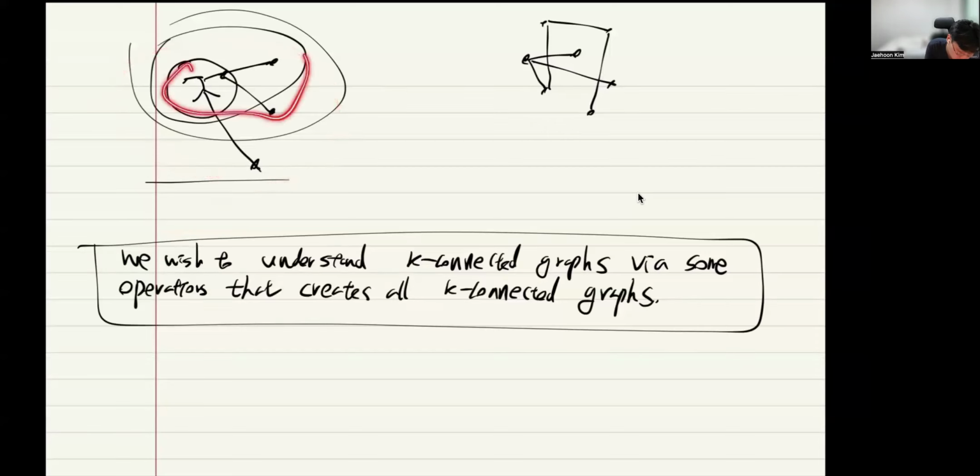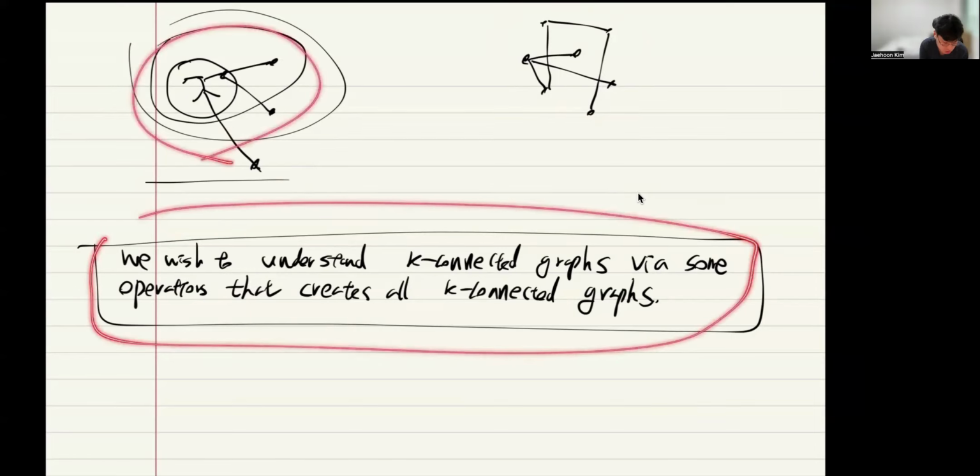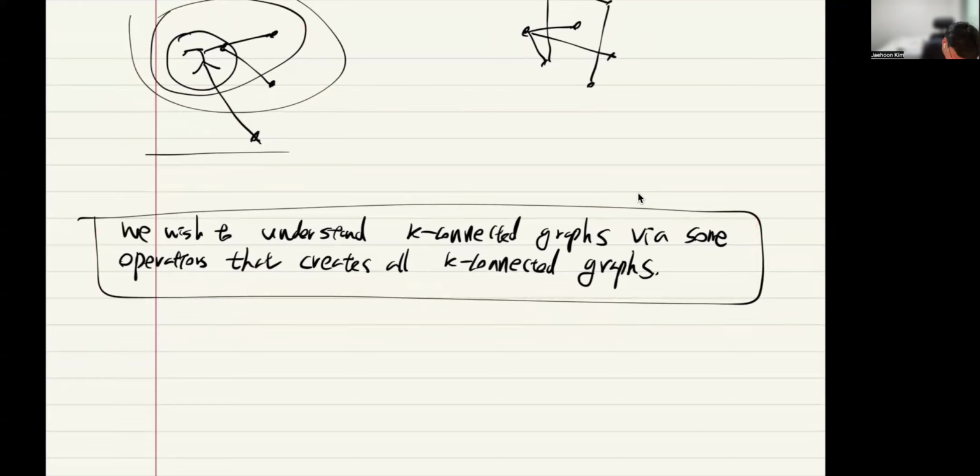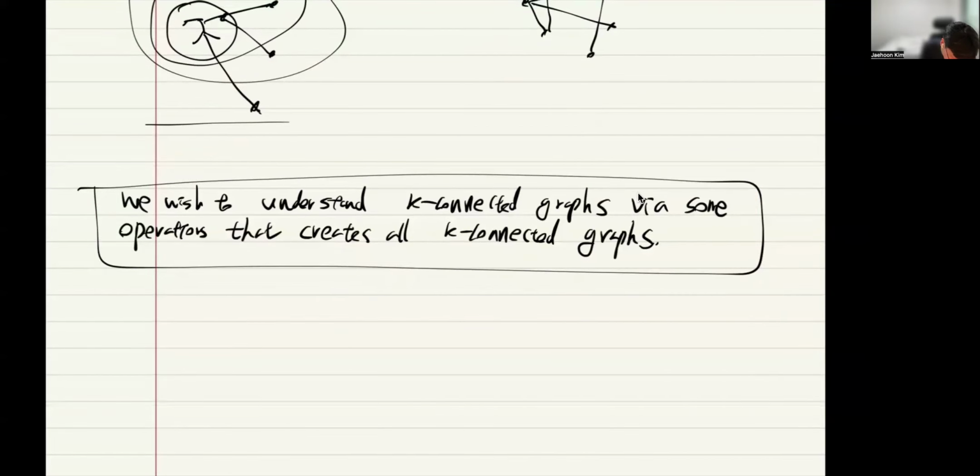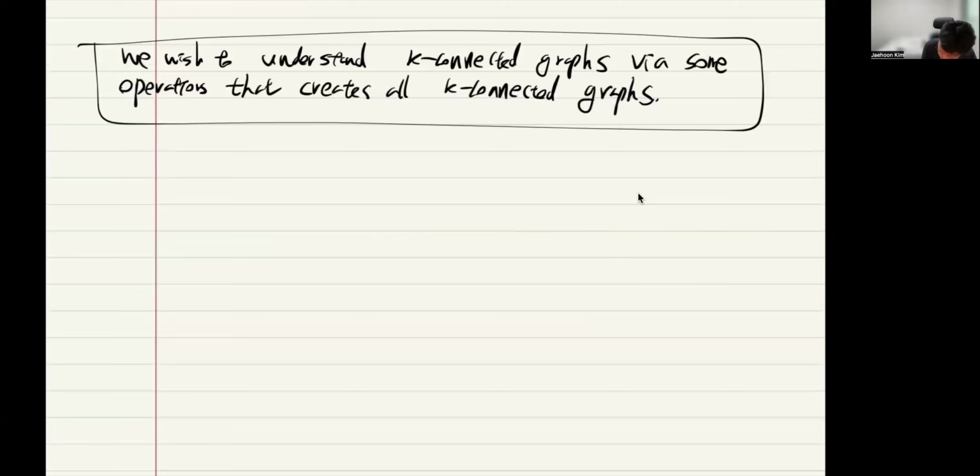Here, you take a tree and add a leaf, then it is again a tree, you add a leaf, it is again a tree, again a tree, again a tree. This operation preserves being a tree. So that's, intuitively, more understandable. It provides more understanding of the structure. So we want to consider such an operation, which will create all k-connected graphs and also preserve the k-connectivity.